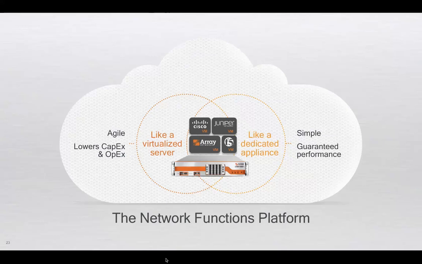And just like our ADCs, these products come with built-in hardware-accelerated crypto cards, so they're unlike a general purpose server that is going to get bogged down trying to do SSL. These products are going to excel. This diagram shows that on this platform, where you run networking and security virtual appliances, like a server, it's agile, it can lower CapEx and OpEx, and it's portable. But like a dedicated appliance, it's very simple, and it can give you guaranteed, hardware-like performance.